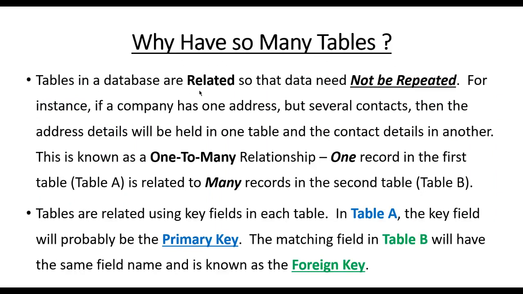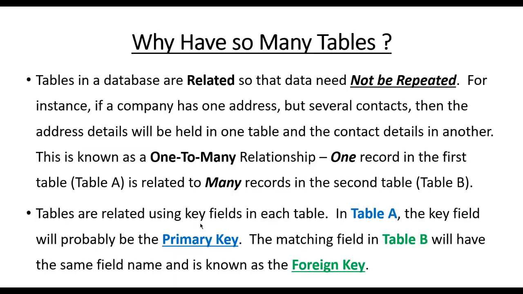Tables in a database are related so that data need not be repeated. For instance, if a company has one address but several contacts, then the address details will be held in one table and the contact details in another table. This is known as a one-to-many relationship. One record in the first table, Table A, is related to many records in the second table, Table B.